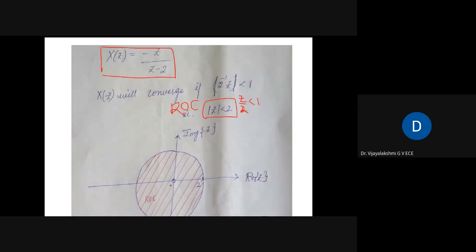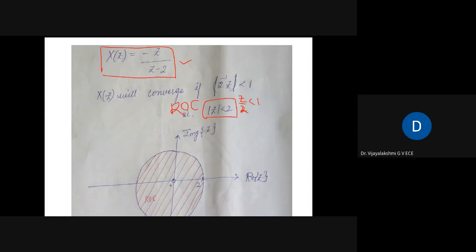So for our problem, the ROC is the set of all values of z which are less than 2, if this X(z) has to converge. Now how do you plot that? Same as the previous problems.